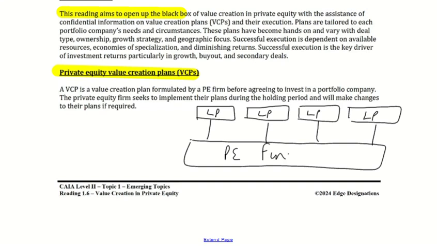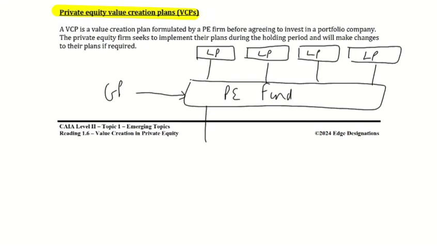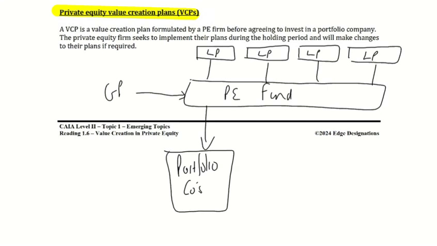The private equity fund, as we know, is managed by the general partner or the manager. The private equity fund then goes ahead and invests in what we call portfolio companies. How many portfolio companies for each and every one of these particular funds? Could be 5, could be 10, depending on the particular private equity fund. So there we would have portfolio company, etc., etc.